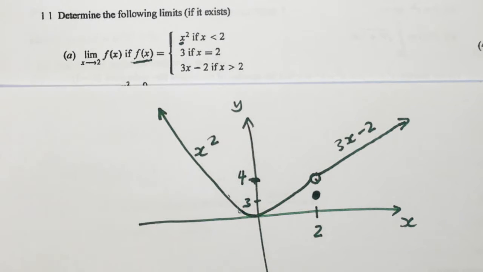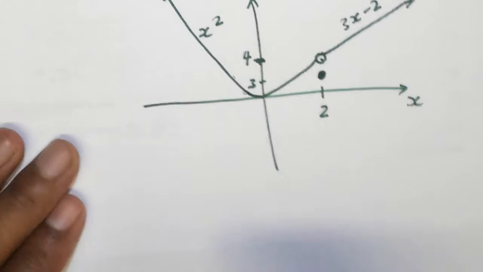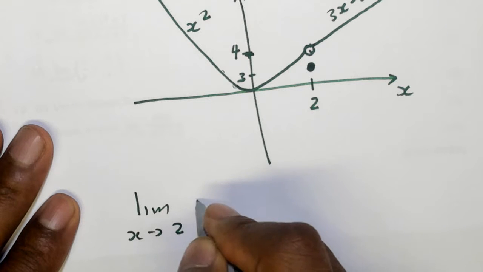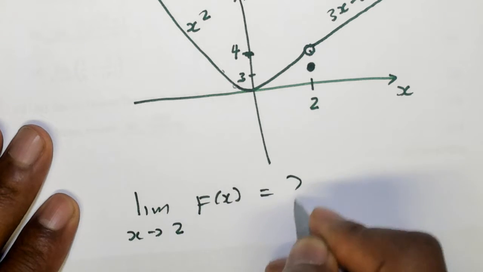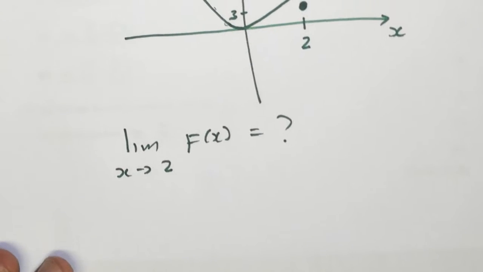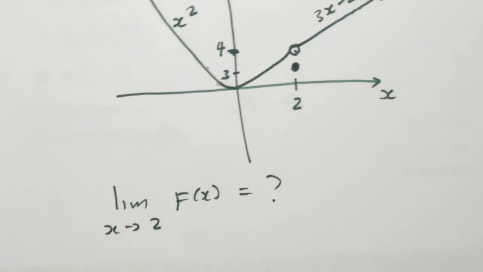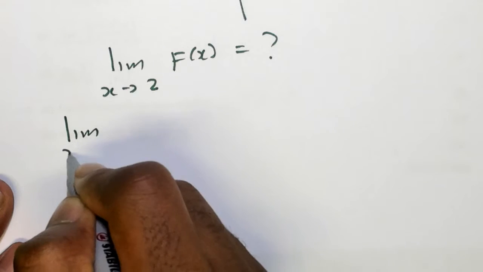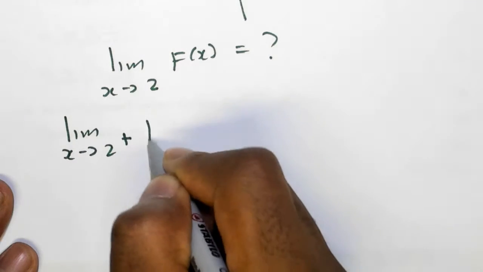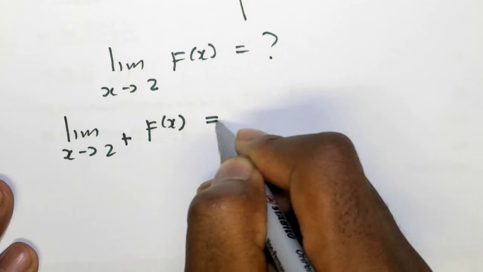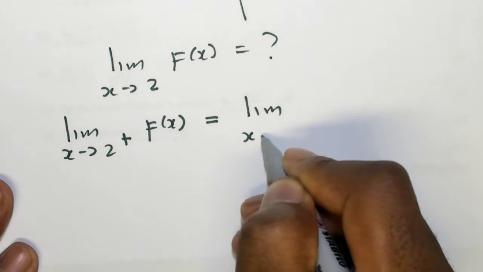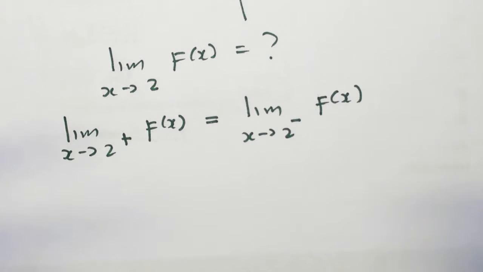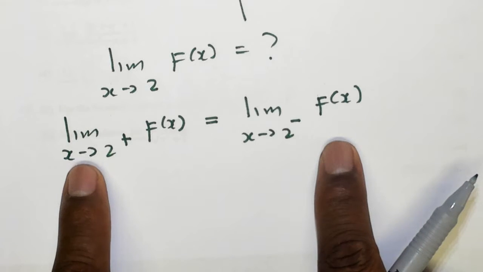And what we have to do is determine the limit as x approaches 2 of f(x). This is what we need. To do this, we need the limit as x approaches 2 from the positive side of f(x) to be the same as the limit as x approaches 2 from the negative side. So the two must be equal. If the two are not equal, then the limit does not exist.